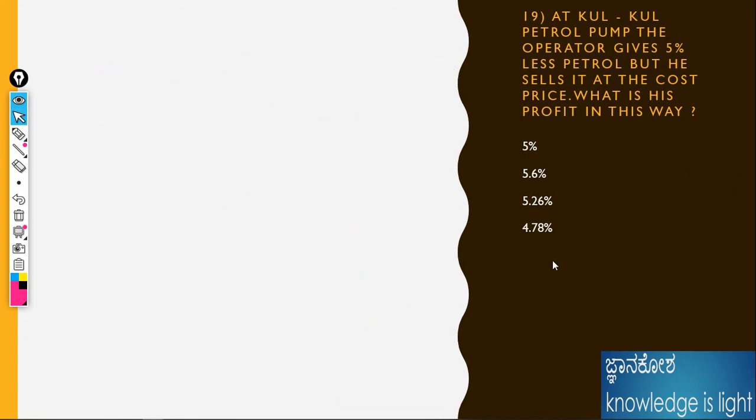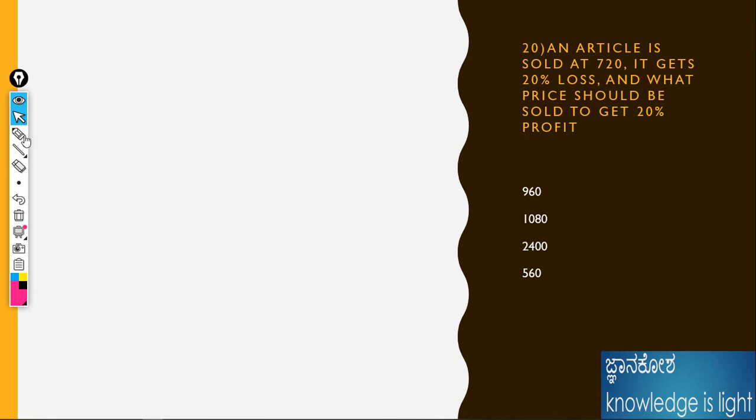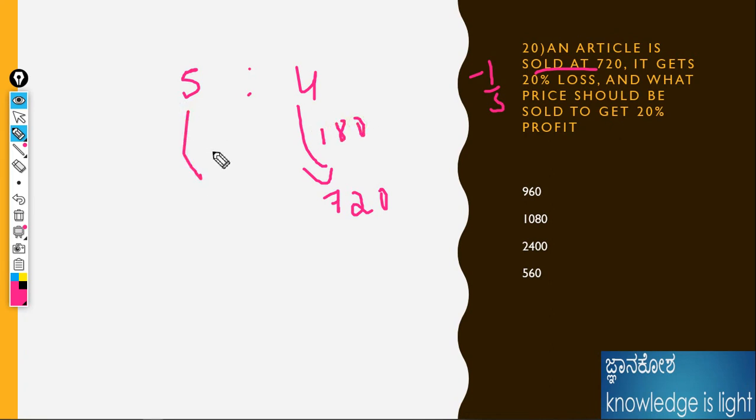Okay, next one. An article sold at 720 gives a 20% loss. The selling price is given. Loss means 5 is to 4, that means 1 by 5, loss means minus 1, that is 5 is to 4. So at what price should it be sold? Here the selling price is given as 720. 720 means 4, so 4 is 180. Then the cost price should be 900.